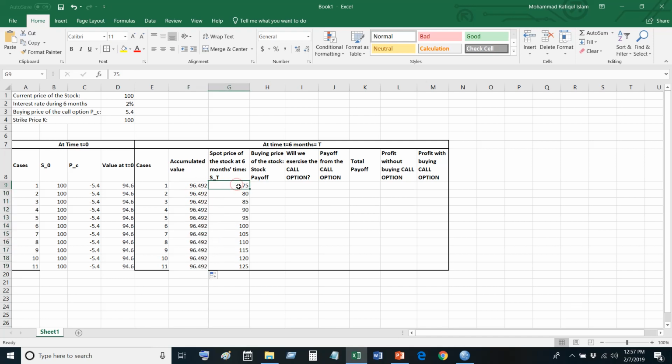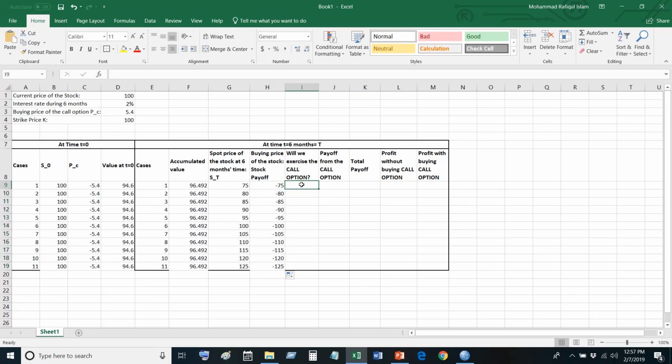So let's consider 11 different cases where the stock price starts from 75 to 125. So what is the payoff from the stock at time t equals 6? This is the negative of the stock price. This is negative because we have to buy the stock to pay our friend or just to have the stock. Okay, so what is the payoff? These are the payoffs. So will we exercise the call option?